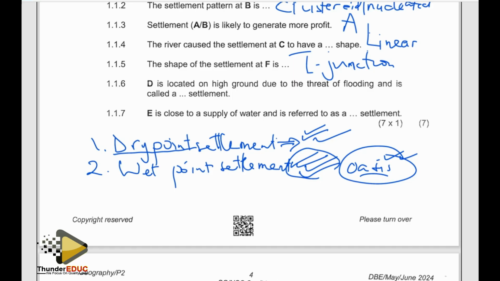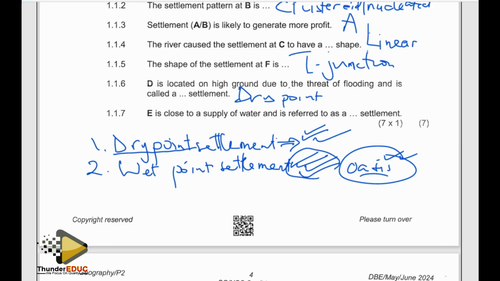Right. Let's try to make sense from our two questions. D is located on high ground due to the threat of flooding and is called a dash point settlement. A dash settlement. From our responses, the correct response is dry point. Is at a place which is safer from the risk of flooding, or from the threat of flooding. So it is a dry point settlement.